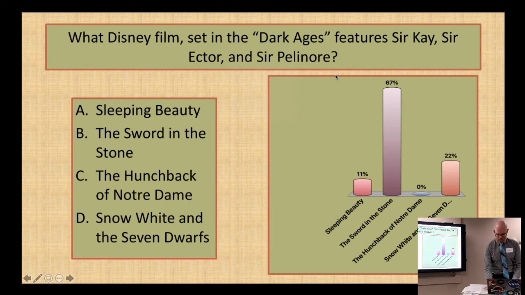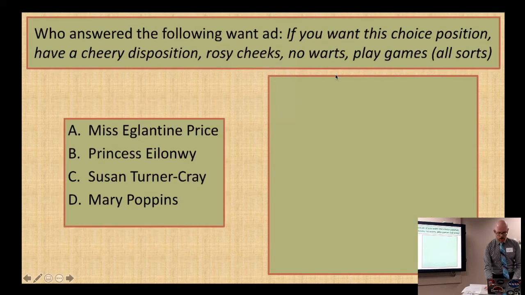So next question. Who answered the following want ad? If you want this choice position, have a cheery disposition. Rosy cheeks, no warts. Play games, all sorts. Okay, I think that I know. Don't look at my answer. All right, so I got 9 answers. Okay, so I think that was everyone.